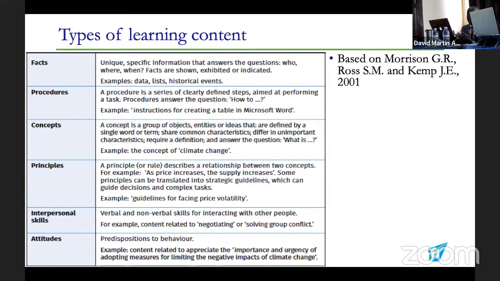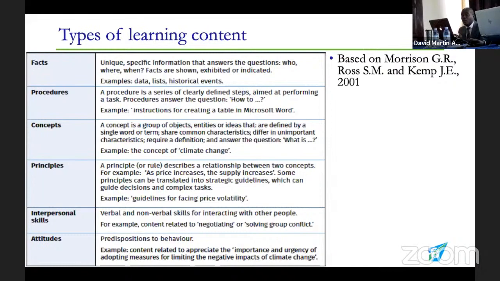And that will lead you to the type of content that you really need to offer to these people. So you need to be able to understand the content. There are different types of content that you can offer virtually to your students. There are what we call facts, procedures, concepts, principles, skills, and attitudes. All this comes in terms of content.